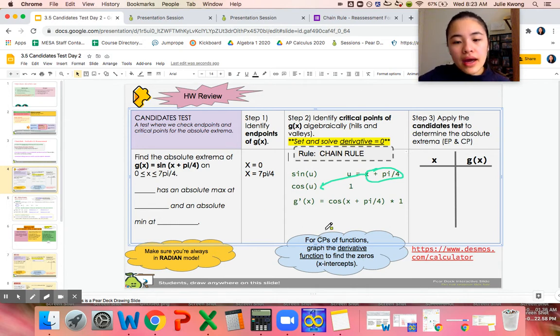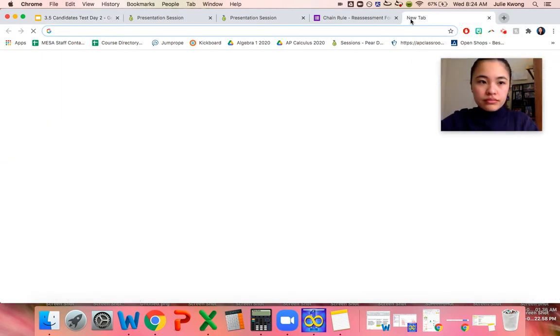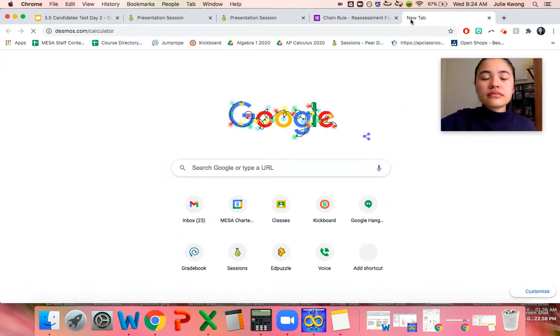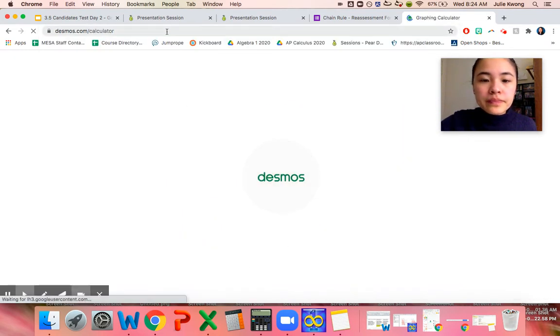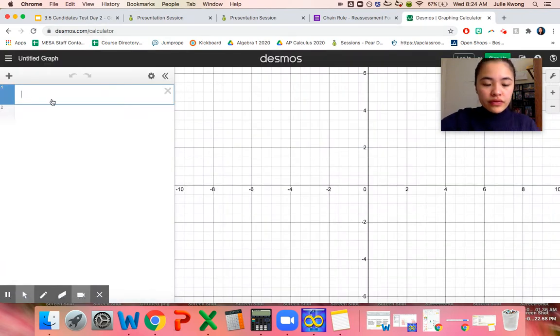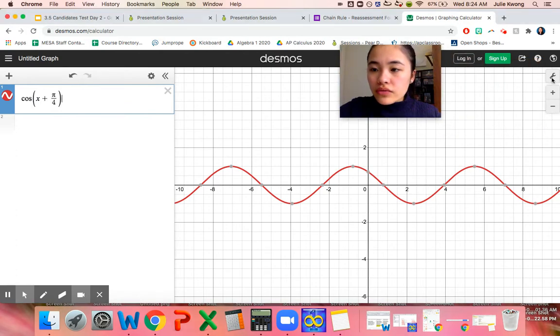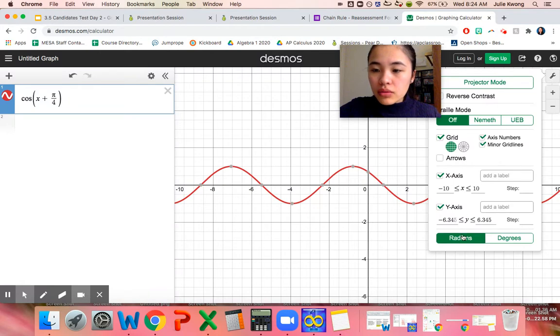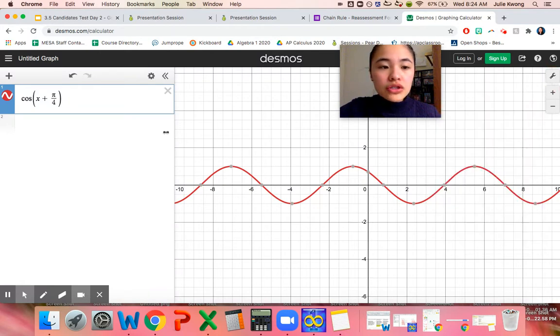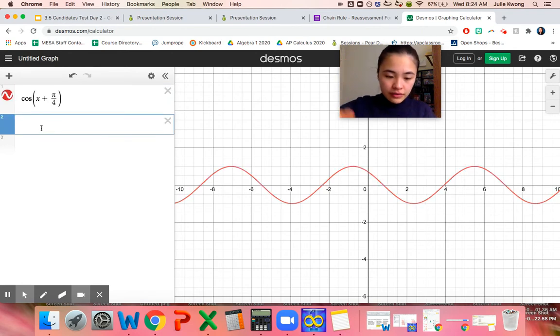Okay, so now that we have that, you're going to go to your graphing calculator, and let's go ahead and find the critical points by finding the x-intercepts of this derivative function. Let's go do that now. Desmos.com/calculator. And we're going to type in that derivative function, cosine of x plus, and to write pi, you're going to write pi divided by 4, and it automatically translates it. Close that parentheses. Double check that you're always in radian mode by clicking this gear button over here. We're in radians, great.